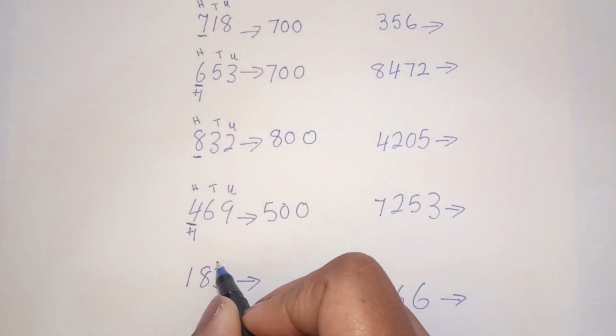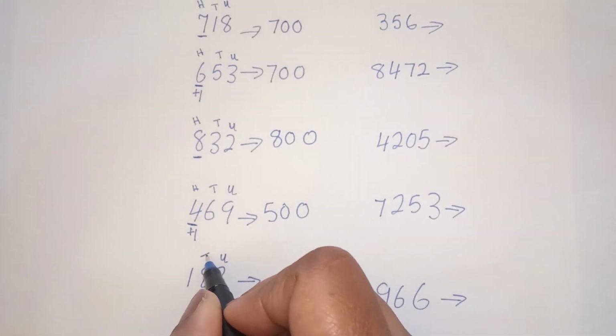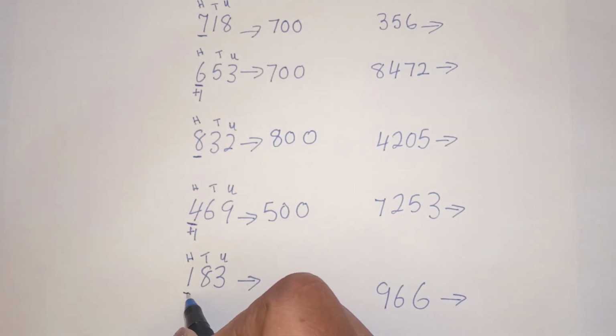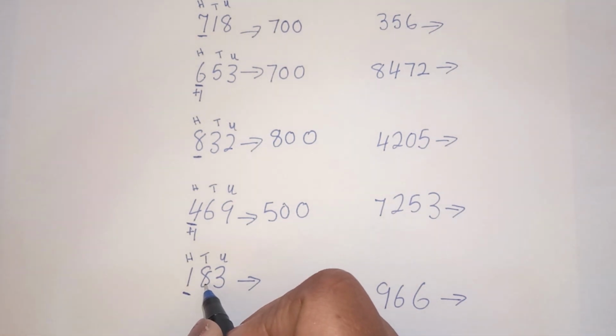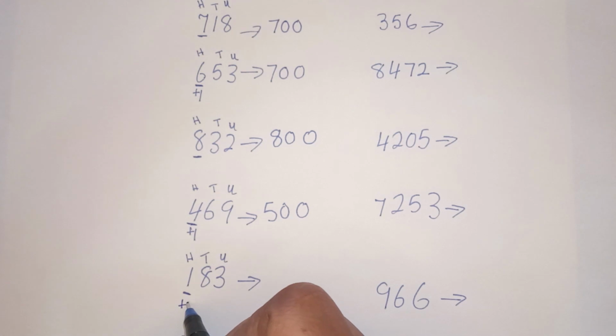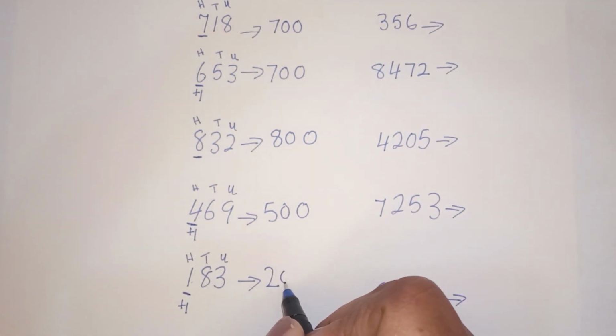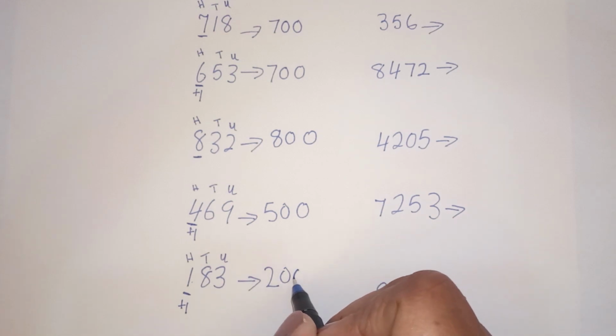183. So 3 is units, 8 is tens, and 1 is hundreds. Spot out the hundreds, which is 1. 8 is more than 5, so it can give 1 here. So we say 1 plus 1 will be 2. 8 will become 0 and 3 will become 0.